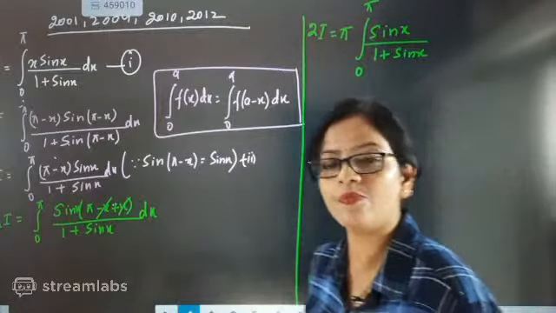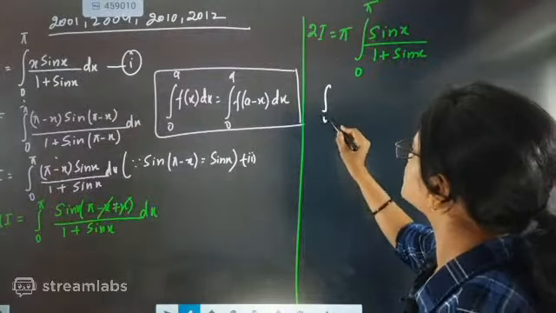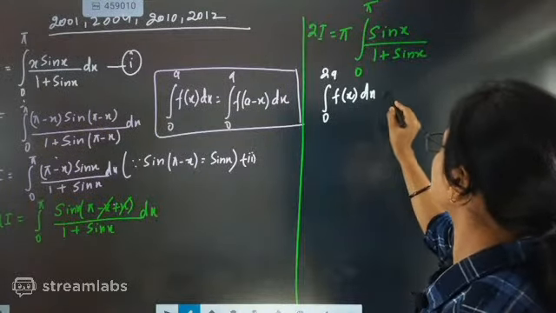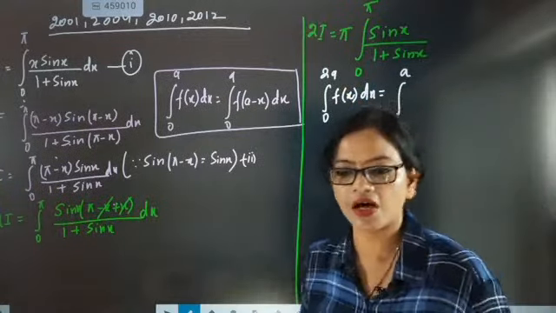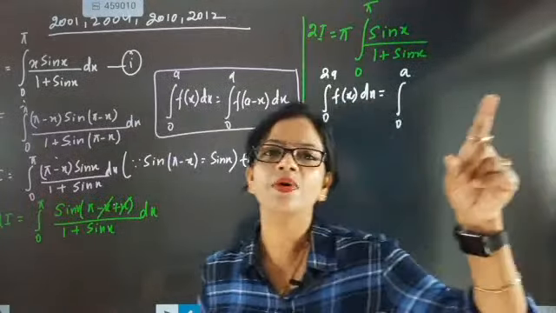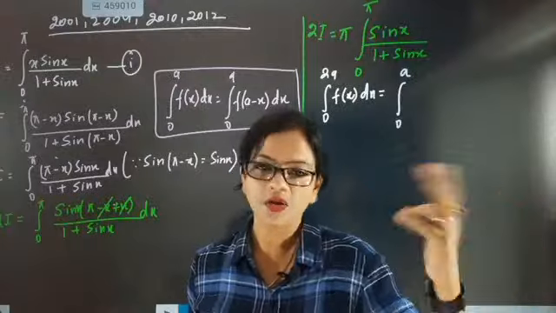One property we know, with the help of which we can reduce the upper limit. That property is ∫ from 0 to 2a of f(x) dx will be equal to ∫ from 0 to a. See here the upper limit is reduced by half, and here also we need to reduce the upper limit, because here the upper limit is pi. If I am going to solve the question with pi, then what will happen?